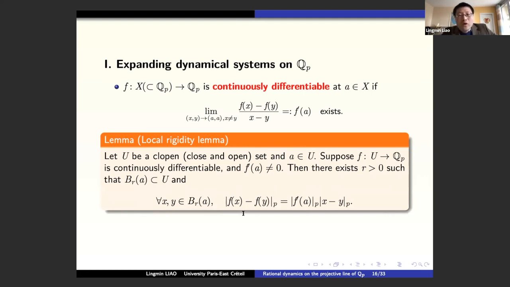And this property is quite important. When you take a small ball, in the real situation the image is smaller than, but here it's always equal. That means the dynamics locally is just some scaling. It's just a scaling, quite simple. So this property is quite important in the p-adic case.